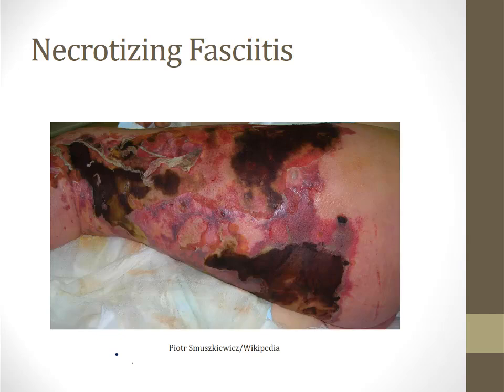Here's a picture of necrotizing fasciitis. Note the multiple different colors. Some areas are red, but others are pink, purple, or even black, and this would be very painful to the touch on physical exam, possibly with the presence of crepitus.